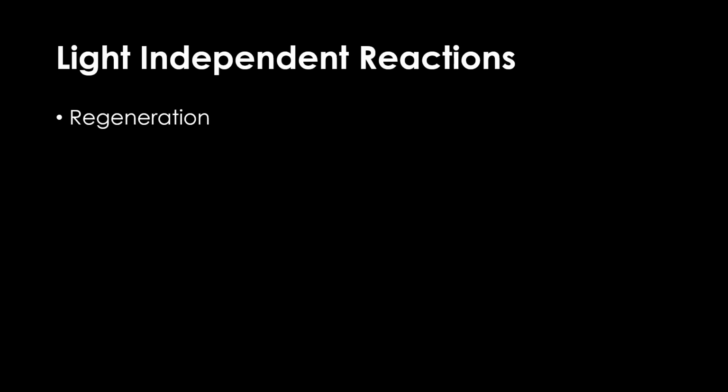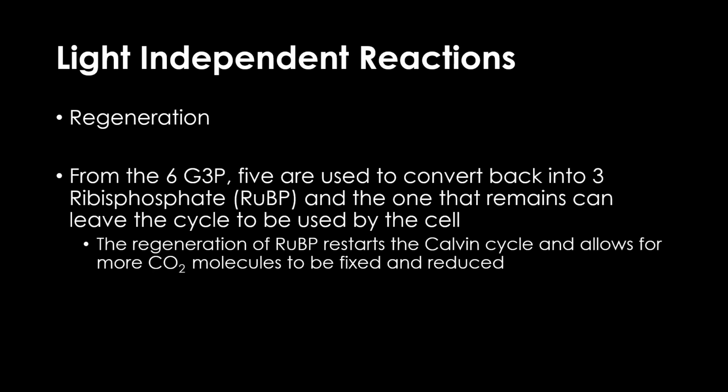The last step of the Calvin cycle is regeneration. From the 6 G3P produced, 5 are converted back into 3 RUBPs. Remember, RUBP was the start of our cycle that attached to the carbon dioxide. This allows for the cycle to continue and restart after every cycle. The 1 G3P remaining then leaves the cycle to be used by the cell.